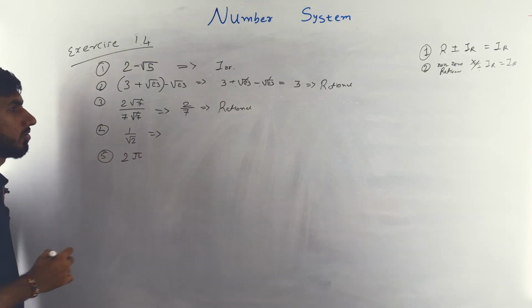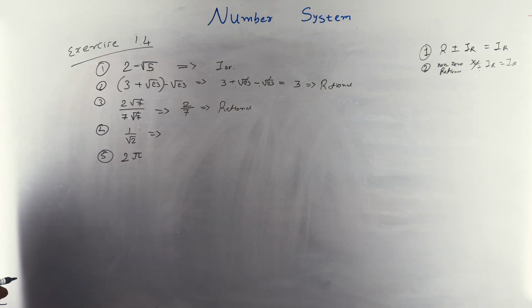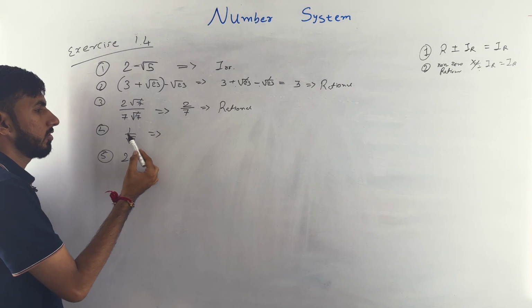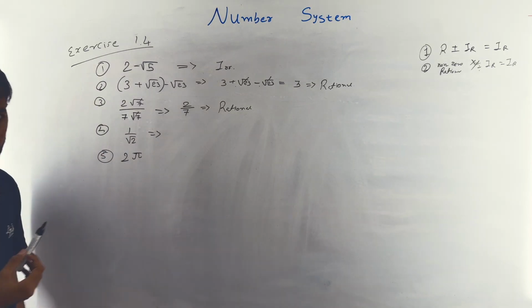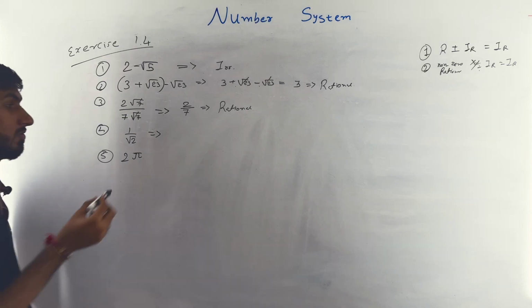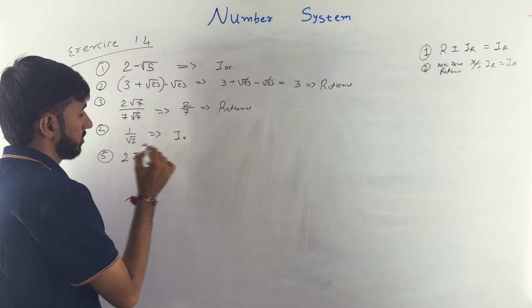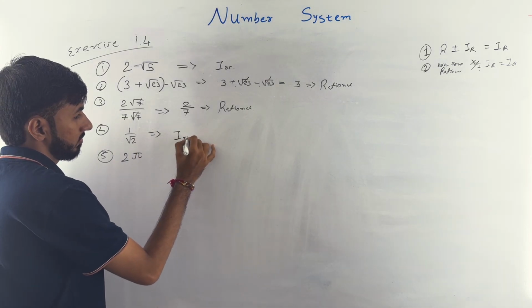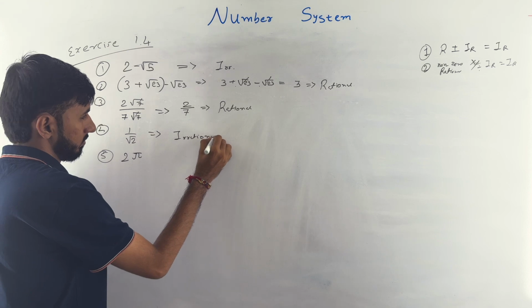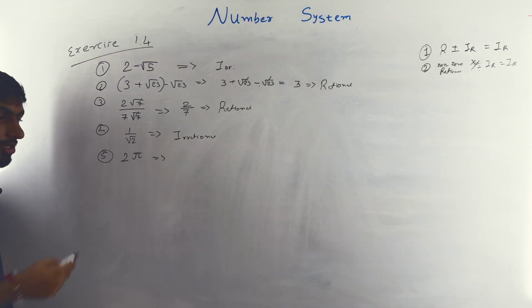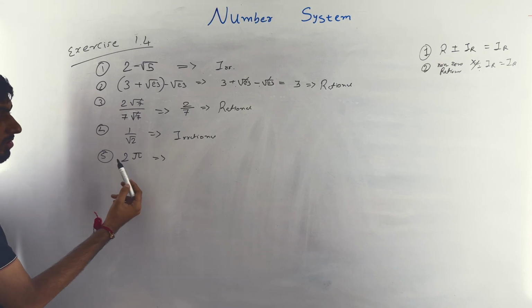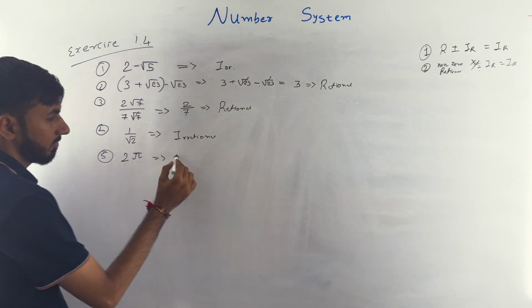Now here I have 1 upon root 2, right? 1 upon square root of 2. Now division between one rational and one irrational always becomes irrational. So it is simple, I can write it as irrational. Now here I have 2 pi. We all know that pi is irrational. So 2 is rational. Rational multiplied by irrational, the answer will be irrational.